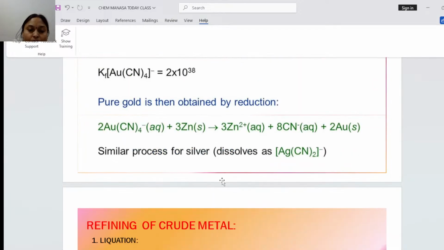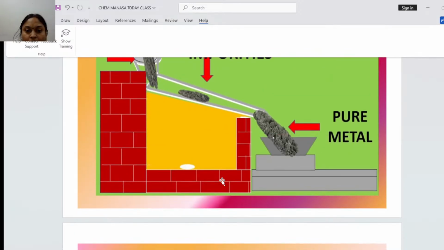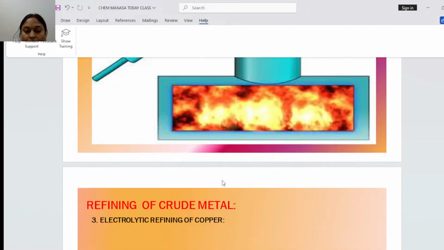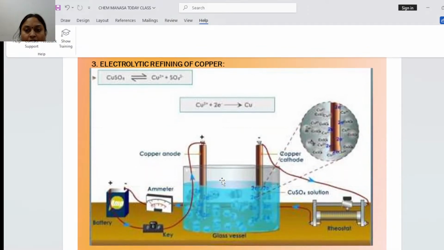Hydraulic separation, it is not there for you. Liquefaction, it is also not there. Distillation, mercuric distillation, also not there. So the electrolytic refining process is one of the very major important concepts.